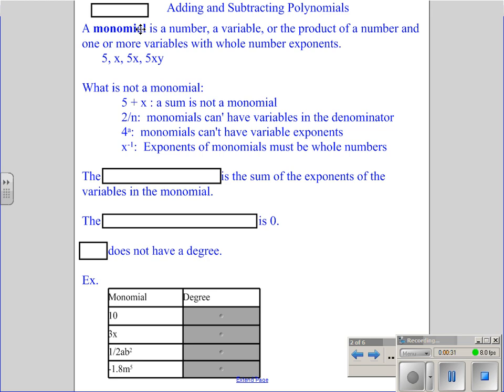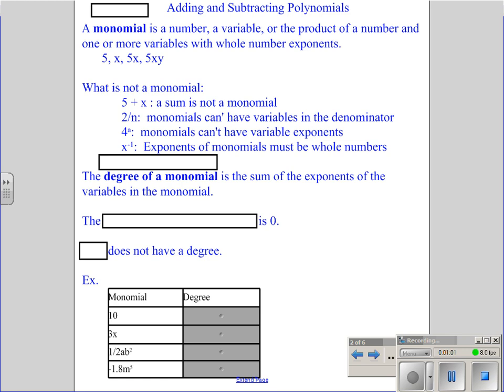Okay? What is not a monomial? 5 plus x, a sum, is not a monomial. That is a binomial. There are two terms. 2 divided by n is not a monomial. They can't have variables in the denominator. 4 to the power of a is not a monomial. It cannot have a variable in the exponent. x to the power of negative 1 is not a monomial. Exponents of monomials must be whole numbers.